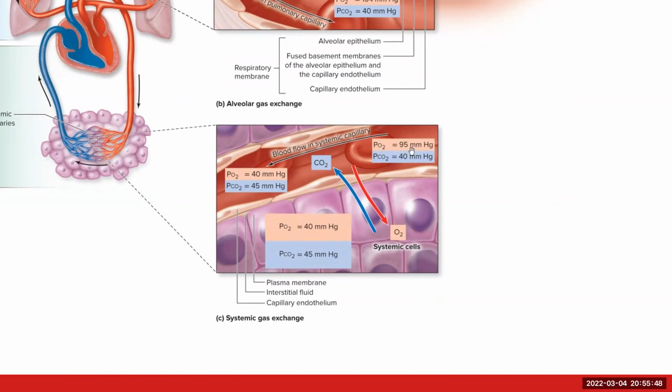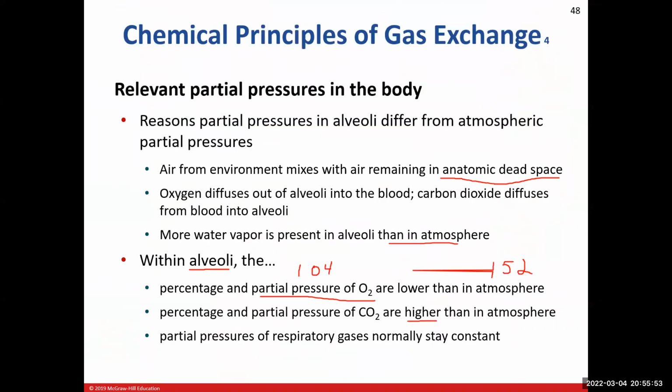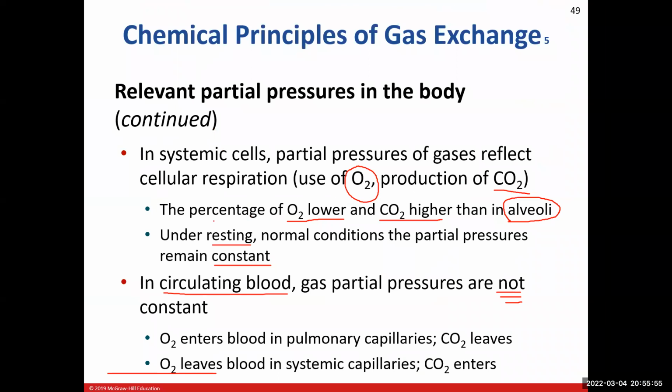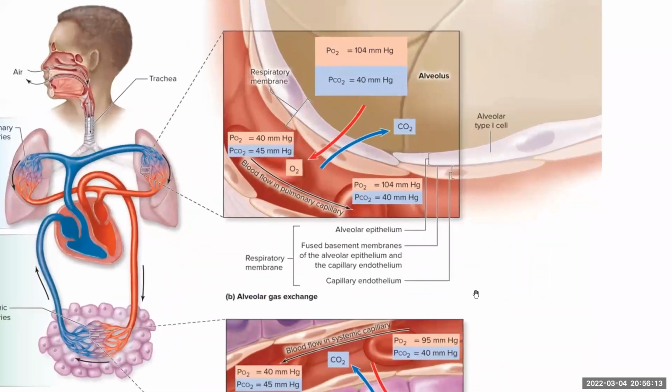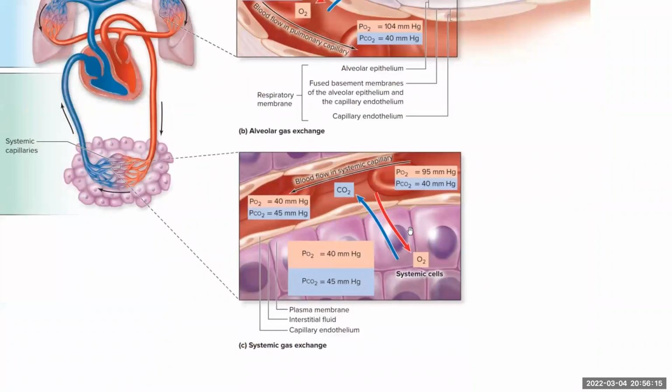Hey, Dr. Kaz, that's not constant. Well, you can't get mad at me because I told you right here, right? In circulating blood, the gas partial pressures are not constant. That's what I'm talking about. They will not be constant in circulating blood. Didn't lie to you. Told you the truth. Spoke the truth. All right, so we'll get into this in more detail, but I just wanted you to see that.